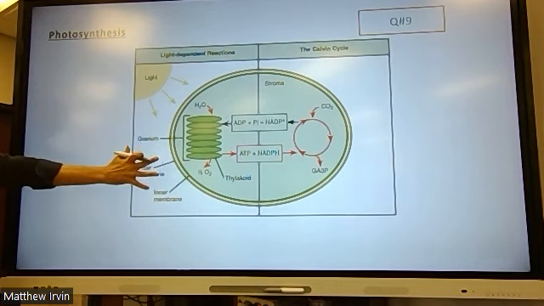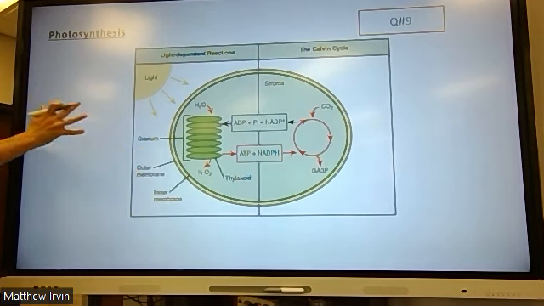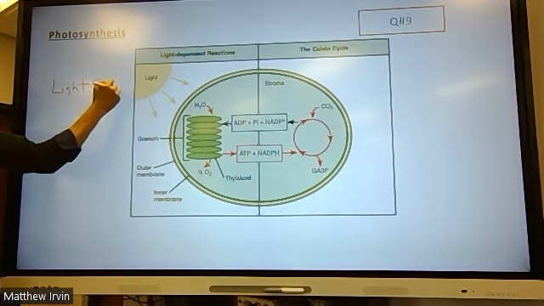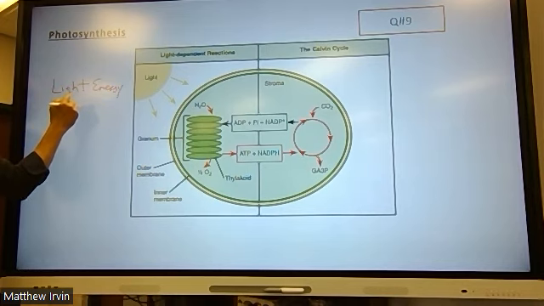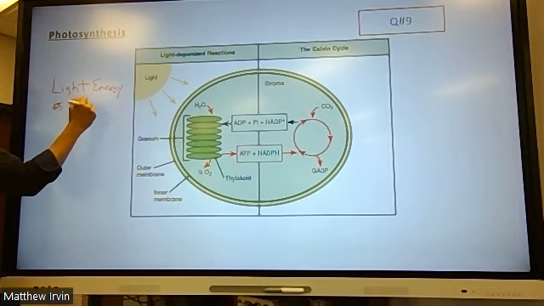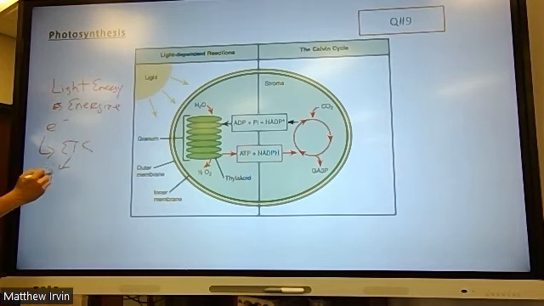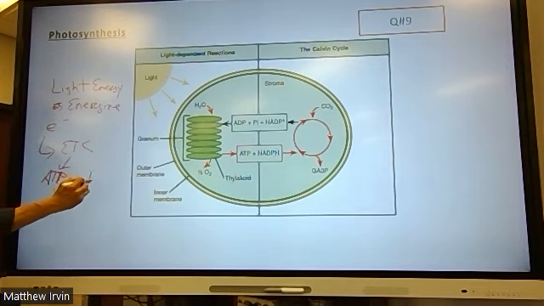So the main focus of what is going on here, what is important, is light energy is captured, and it is used to energize the electrons. And then these energized electrons are going to go through the ETC to make ATP. And then they are re-energized to make NADPH.